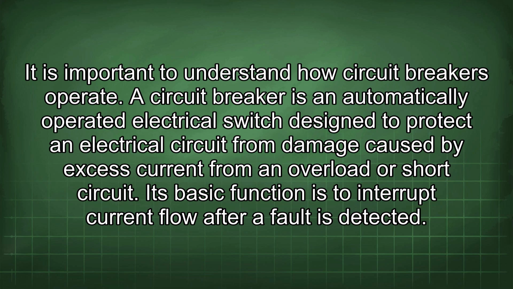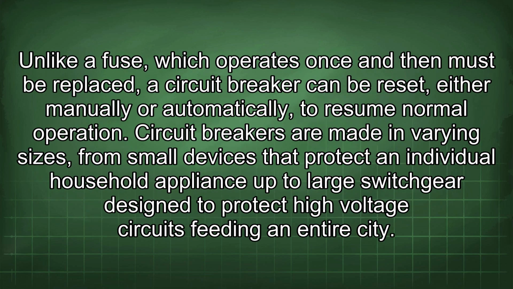A circuit breaker is an automatically operated electrical switch designed to protect an electrical circuit from damage caused by excess current from an overload or short circuit. Its basic function is to interrupt current flow after a fault is detected. Unlike a fuse, which operates once and then must be replaced, a circuit breaker can be reset, either manually or automatically, to resume normal operation.